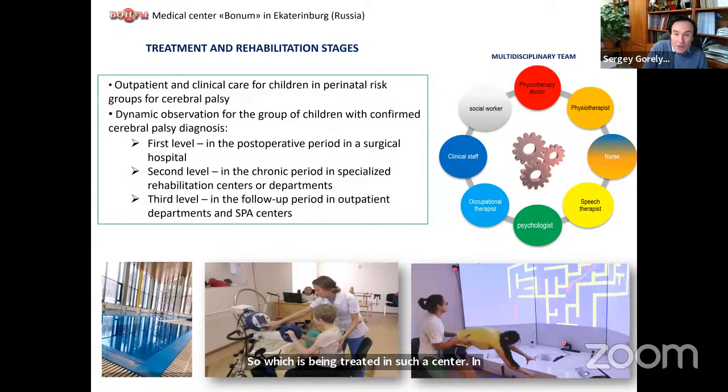In our country, we have a special program for the treatment of these patients, and it may be divided into several stages. So the outpatient and clinical care for children in perinatal risk groups for cerebral palsy, and dynamic observation for the group of children with confirmed cerebral palsy diagnosis. On the first level, in the postoperative period in a surgical hospital. On the second level, in the chronic period, in specialized rehabilitation centers or departments. And on the third level, in the follow-up period, in outpatient departments and spa centers.